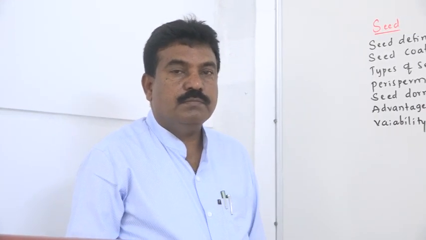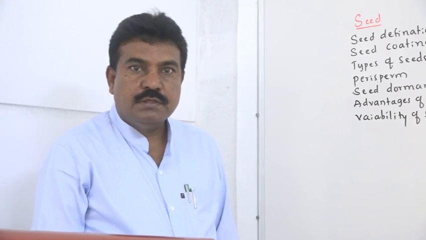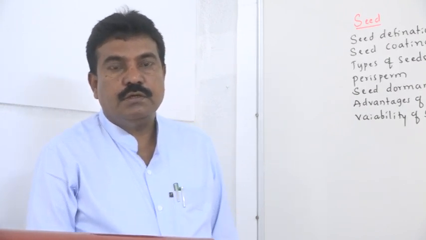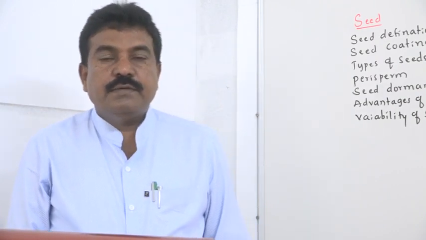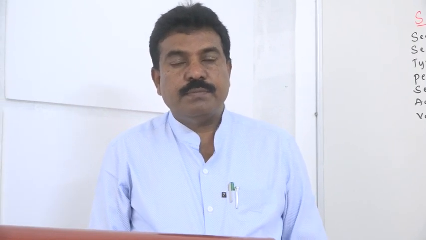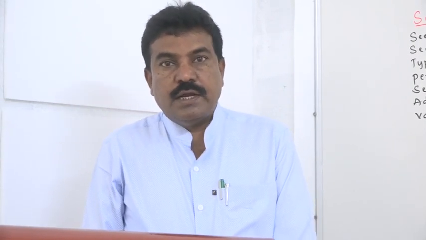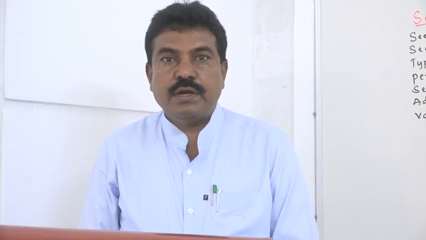In post-fertilization events, so far we explained two important terms. One is endosperm formation, a nourishing tissue which nourishes the developing embryo. Second one, embryogenesis, or how embryo development takes place. And at the same time, we also discussed monocot embryo and dicot embryo.